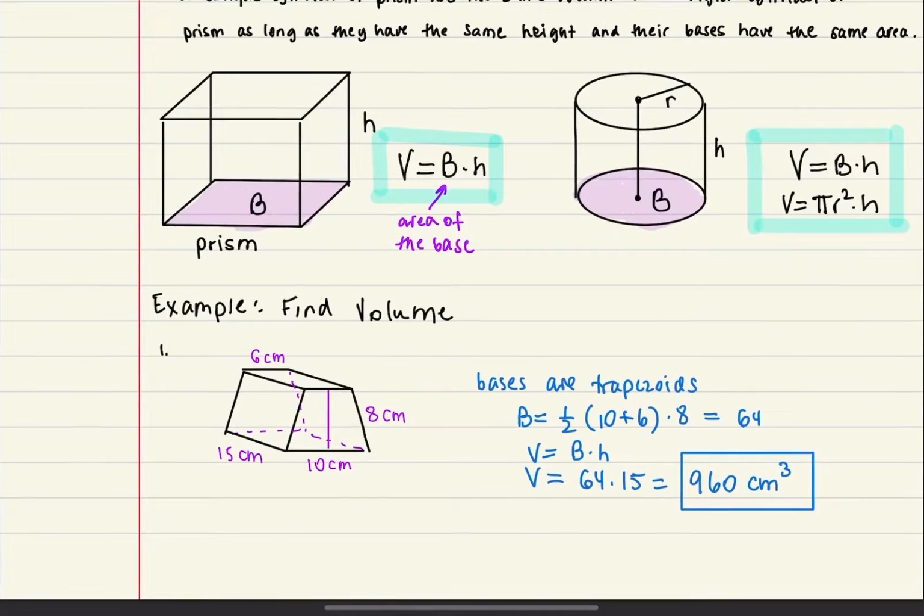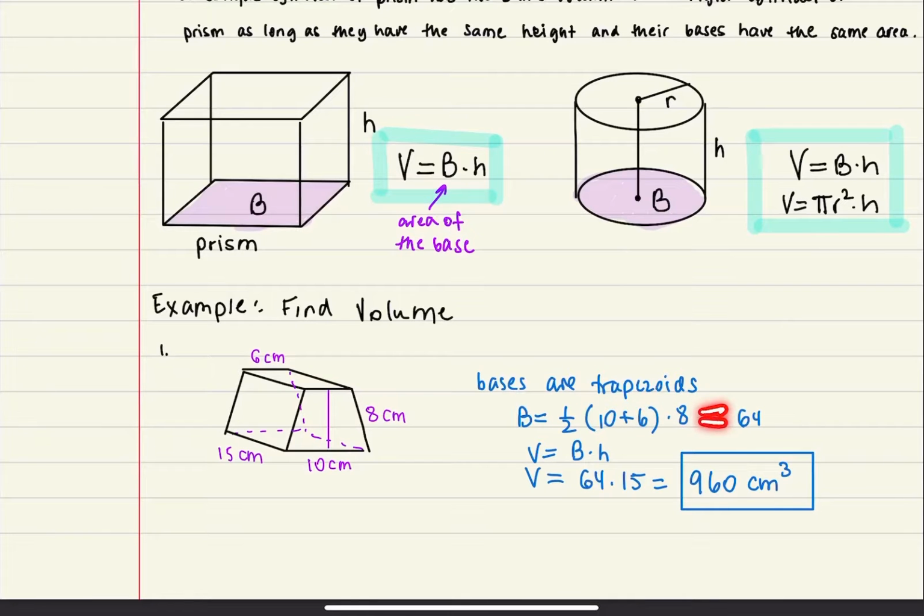Here's an example problem. We have a trapezoidal prism because both bases are trapezoids. Notice that in prisms, the lateral faces, which are these right here, are always either rectangles if it's a right prism, or some of them might be parallelograms if it's an oblique prism. To find the area of this trapezoid, we're going to use the formula for the area of a trapezoid, which is 1/2 of the sum of the bases, so 10 plus 6, times the height of the trapezoid.